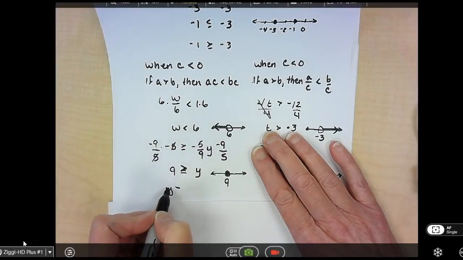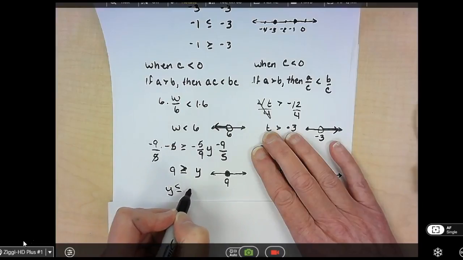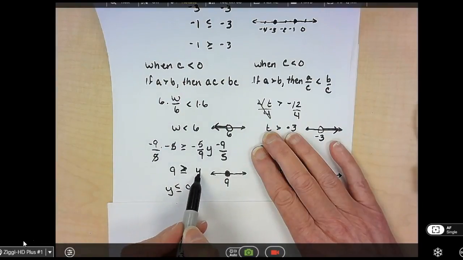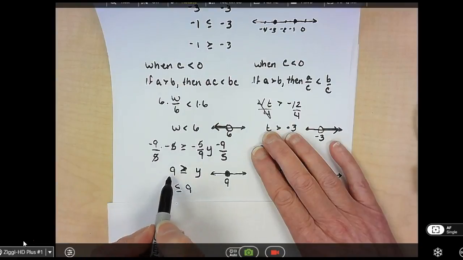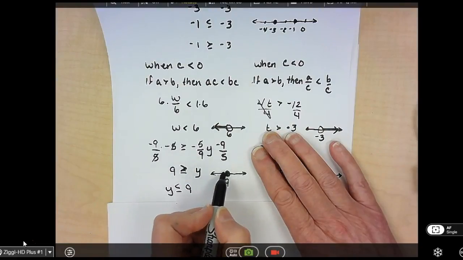So 9y is less than or equal to 9, if I get my y on the same side that we normally have it. If 9 is greater than all your y's, or y is less than 9, you are going this direction.